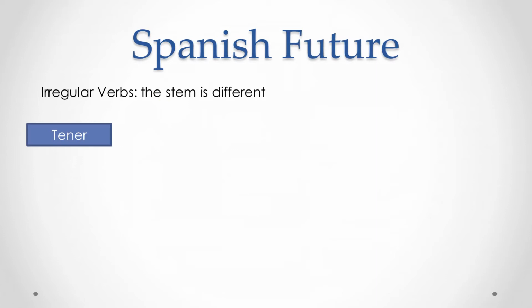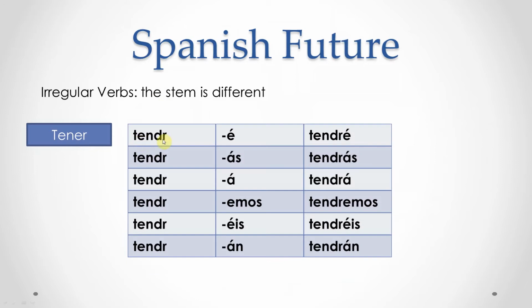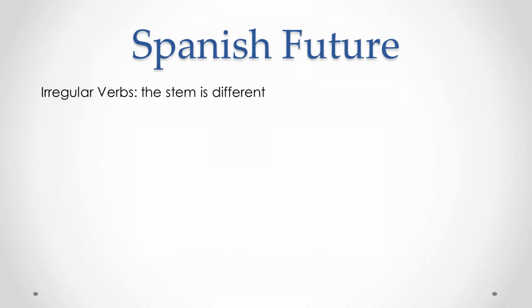Let's see another example with the verb tener, to get, to have. Tener becomes tendr. So with our future endings, we have tendré, tendrás, tendrá, tendremos, tendréis, tendrán. So of course you need to learn them. Sometimes it's easy to understand and to know. Sometimes you need to learn them by heart to understand how to use this.